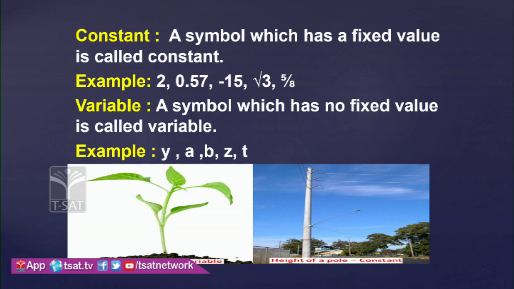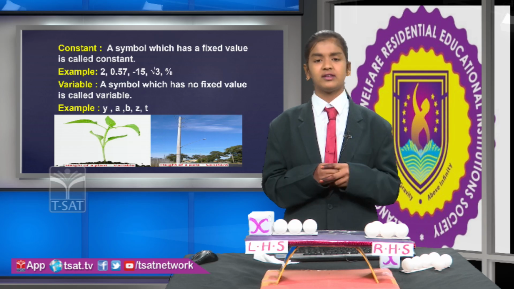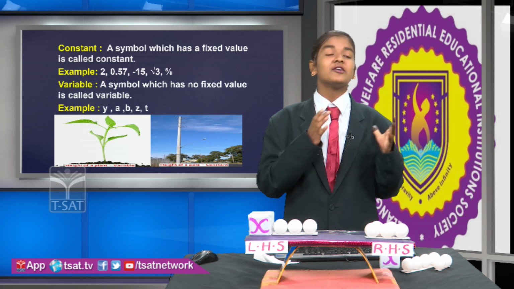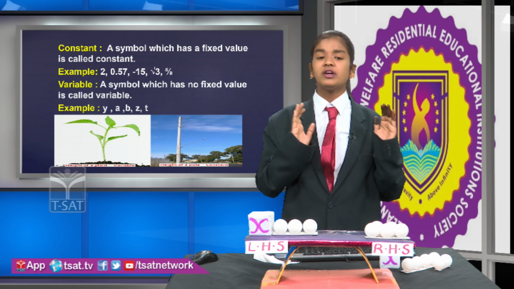Next, variables. What are variables? A symbol which has no fixed value is called a variable. Variables are represented by alphabets. So let us see some examples, friends. y, a, b, z, t. These are all examples of variables.